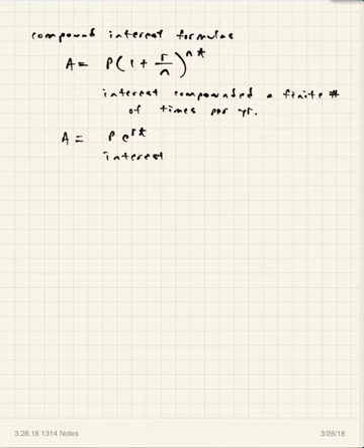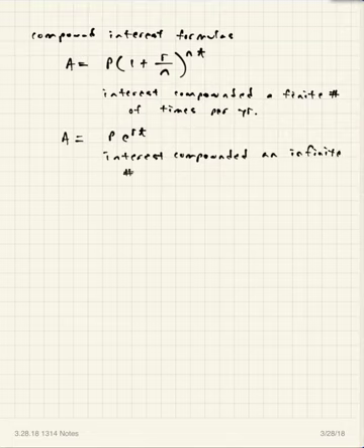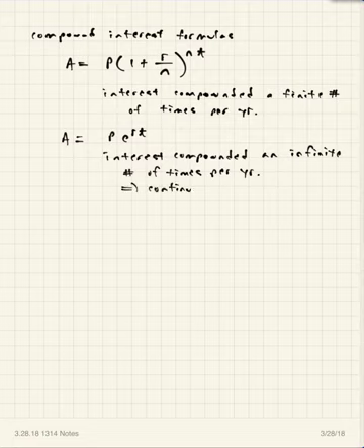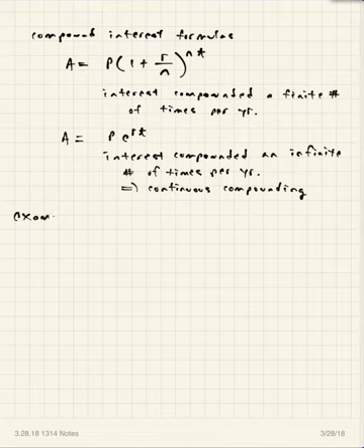Now that sounds crazy, and it really isn't as great a deal as it may sound, but interest is compounded an infinite number of times per year. And when this happens, this is called continuous compound interest. So when you see those words, continuous compounding, you're talking about using this formula.